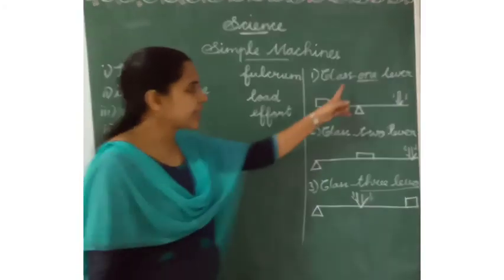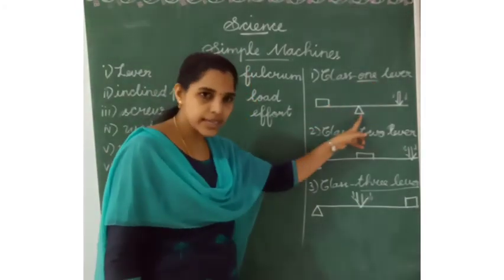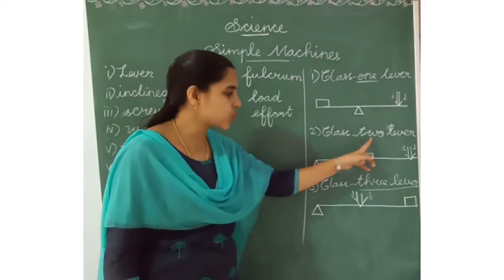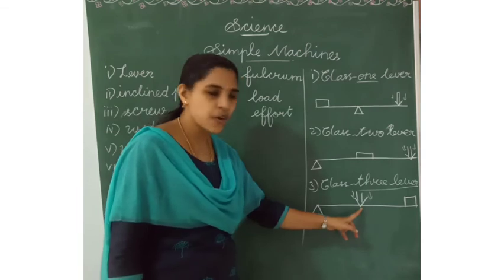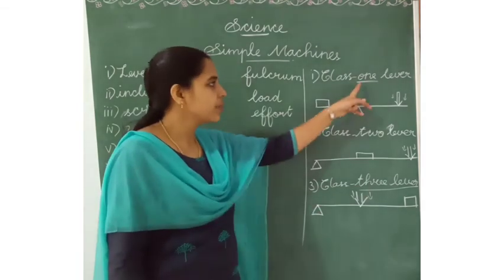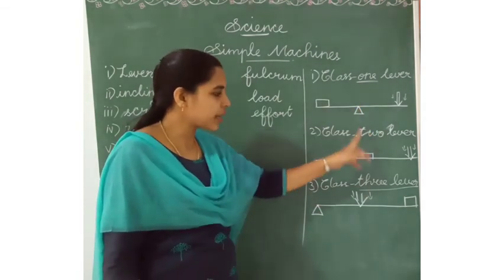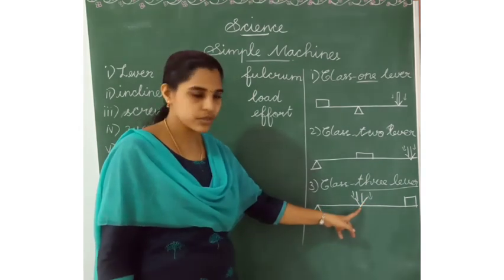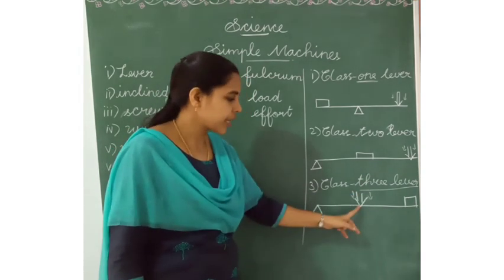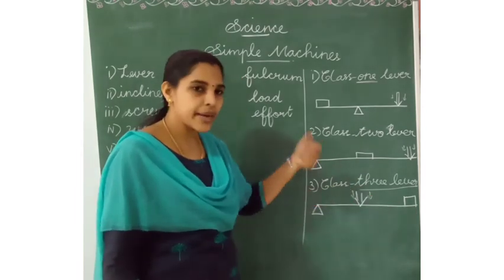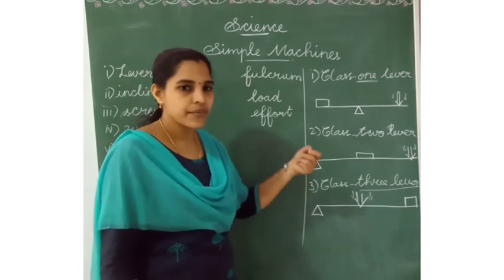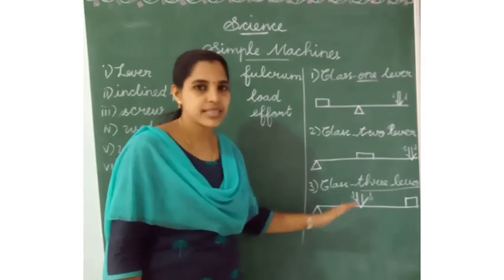In class 1 lever, the fulcrum is in the middle. In class 2 lever, the load is in the middle. In class 3 lever, the effort is in the middle. When we give the force in the middle of the lever, we can consider that it is a class 3 lever.